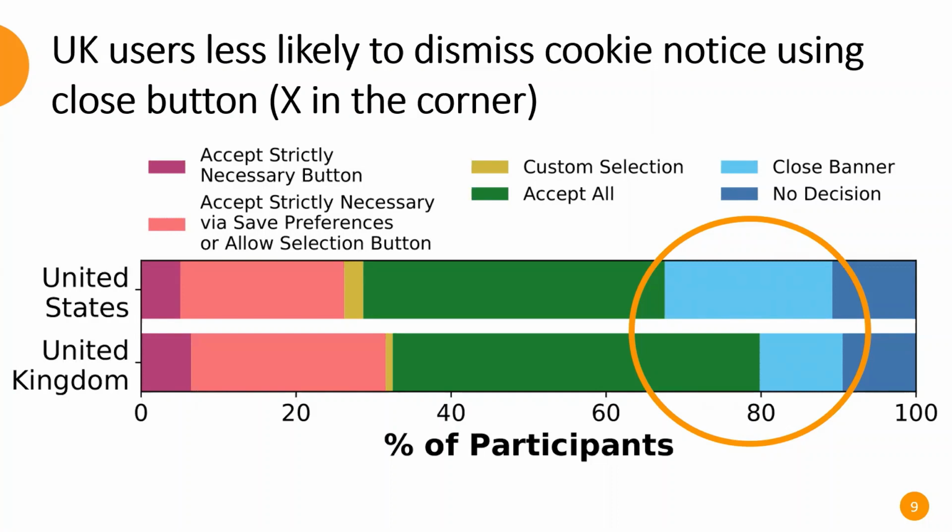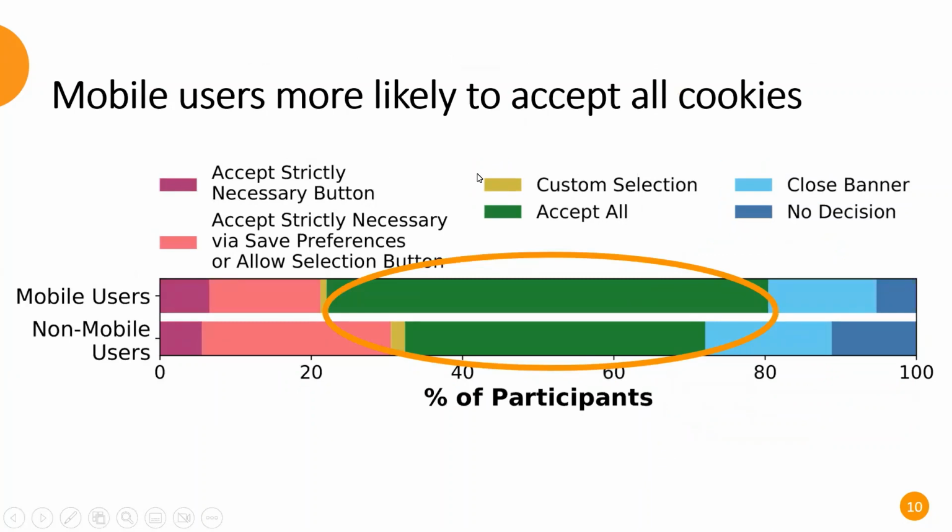And because of that, we hypothesized that UK users may be less used to the close button and therefore less habituated to using it. Another finding with regard to mobile users was that mobile users were more likely to accept all cookies. In general, the experience on mobile is worse. The banner takes up more of the screen and is more difficult to interact with on a small screen. So it may be that mobile users clicked the most obvious, easy to access option just to dismiss the banner. And in many cases, that's just clicking to accept all.